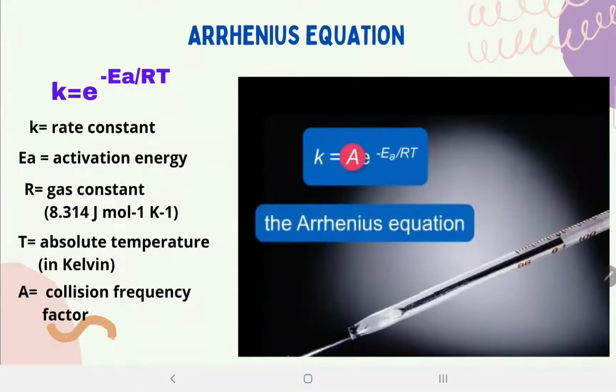k equals A times the exponent of minus Ea per RT, where k is the rate constant, Ea the activation energy of the reaction, R the gas constant, and T the absolute temperature. The quantity A is called the frequency factor, which is related to the frequency of collisions with the correct orientation. The term exponent minus Ea per RT refers to the fraction of molecules with energy equal to or greater than the activation energy.